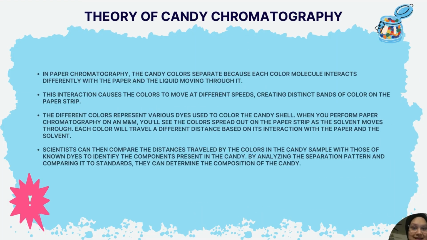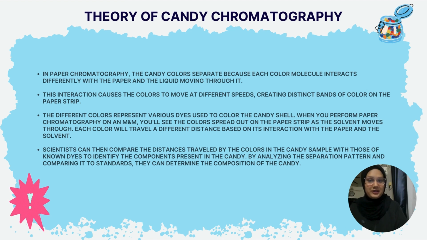As you already understood the types of chromatography that can be used in the food industry, now I will use candy like M&Ms to enhance your understanding of chromatography. We are going to use paper chromatography for this. Do you know that in paper chromatography, the candy colors separate because each color molecule interacts differently with the paper and the liquid moves through it? This interaction causes the colors to move at different speeds, creating distinct bands of color on the paper strip.